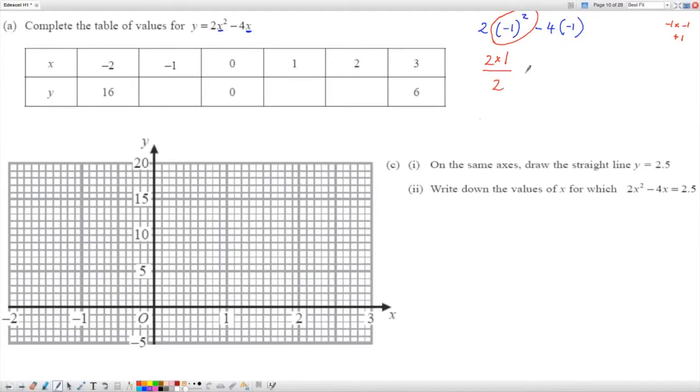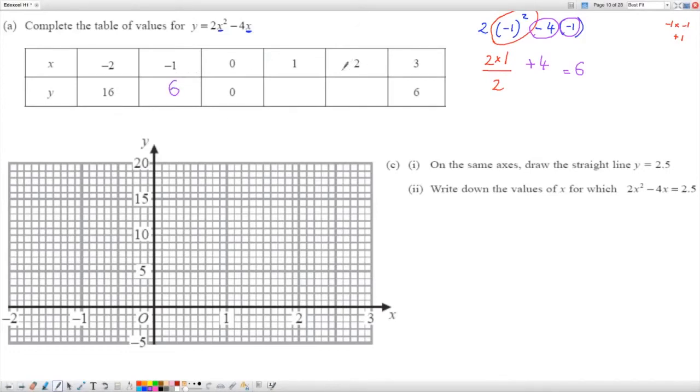Looking here, we have -4 multiplied by -1. Similarly, a negative and a negative is a positive. So our answer here is +4. 2 plus 4 gives us our answer of 6. So our missing value here is 6.